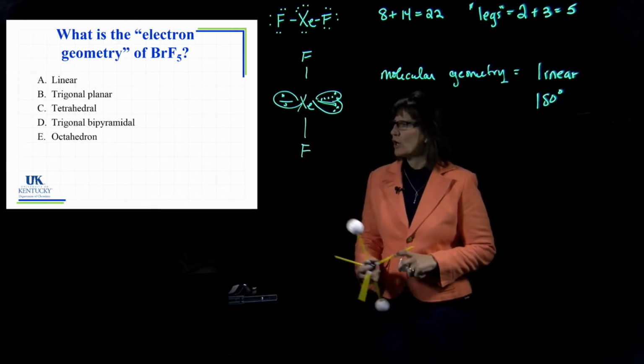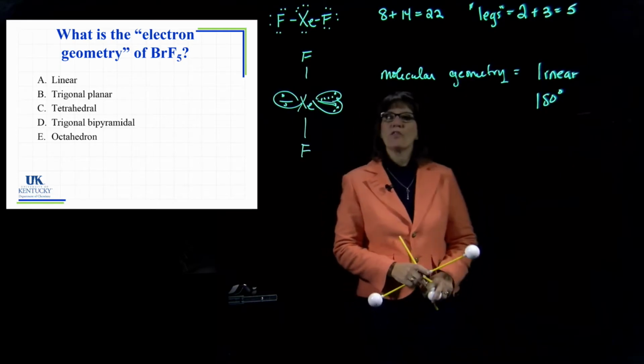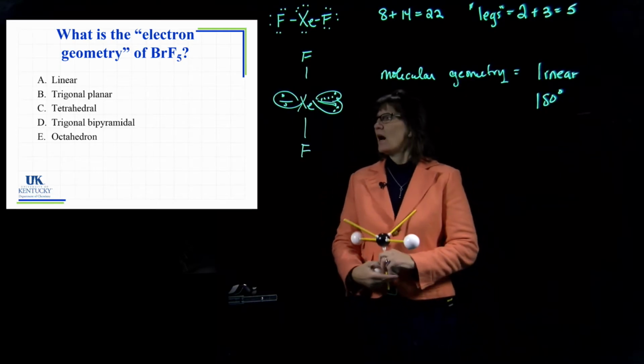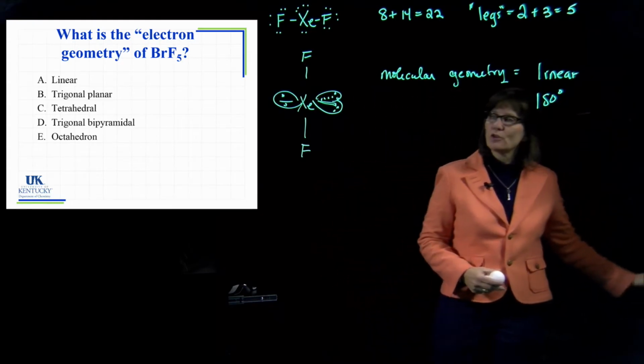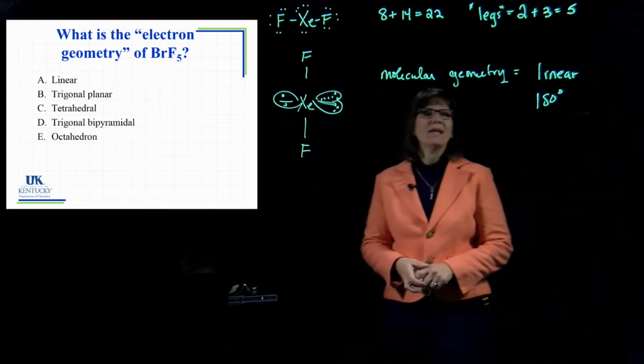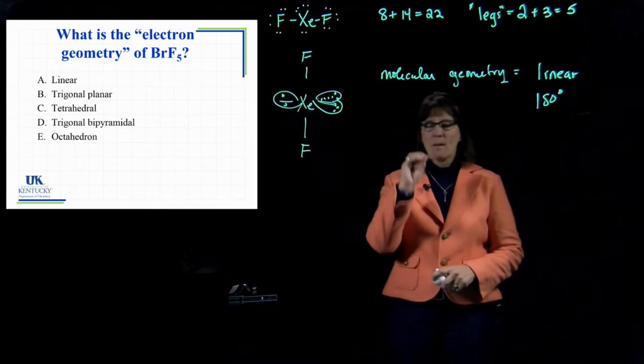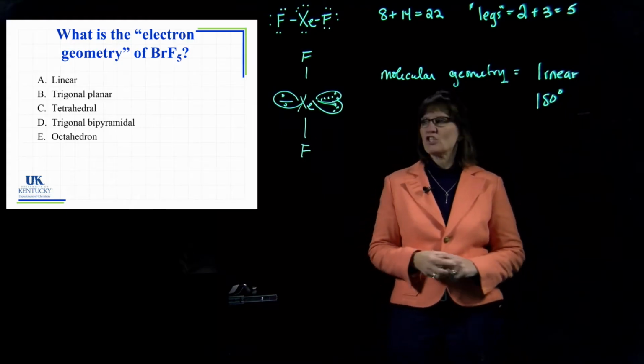Okay, now I would like for you to do this. I want you to determine the electron geometry, the electron arrangement about BrF5. So you're going to draw a Lewis structure, see how many legs it has, and decide what its foundational beginning electron geometry is.